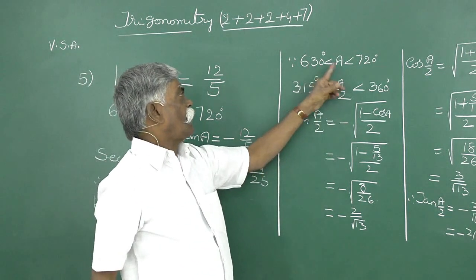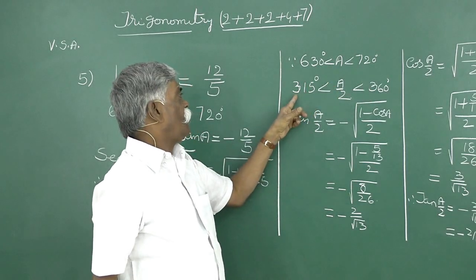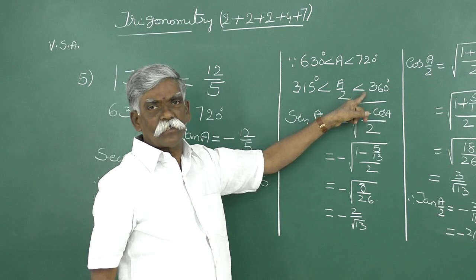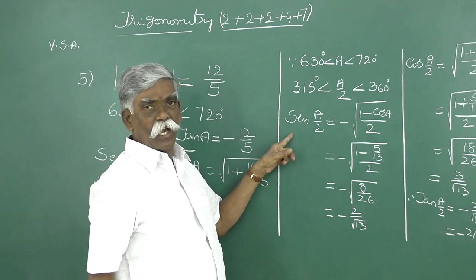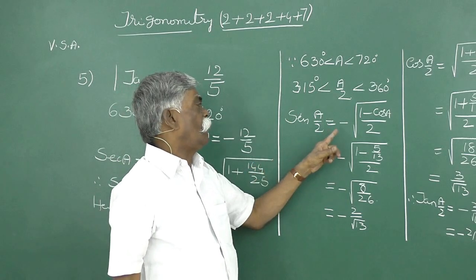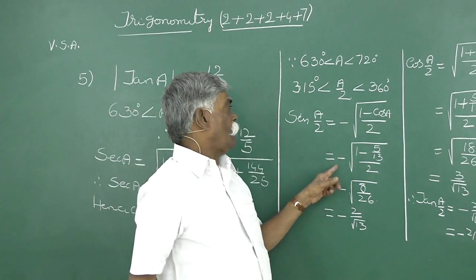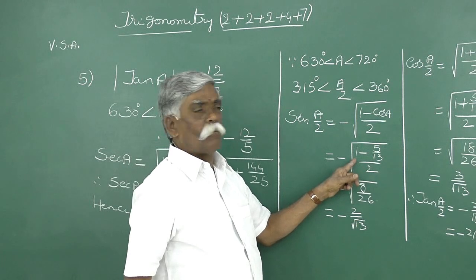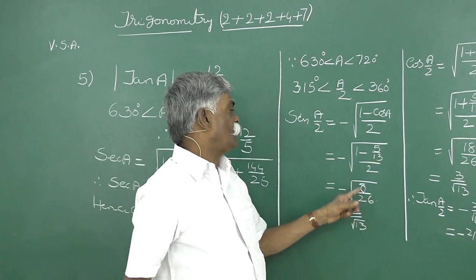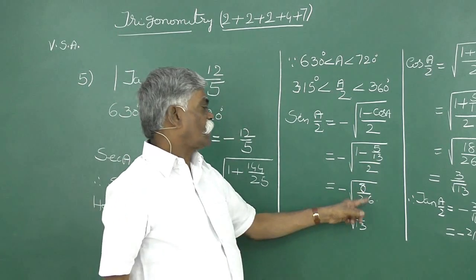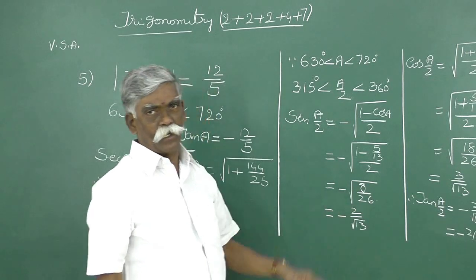Now 630 is less than a is less than 720. By dividing by 2, 315 is less than a by 2 is less than 360. That means a by 2 is also in the fourth quadrant. In the fourth quadrant, sin is negative. Therefore sin a by 2 equals minus of square root of (1 minus cos a) by 2, that is equal to minus of square root of (1 minus 5 by 13) by 2. After taking LCM, 13 minus 5 becomes 8 by 26. 2 gets cancelled, and square root of 4 means 2. Therefore it is equal to minus 2 by root 13.